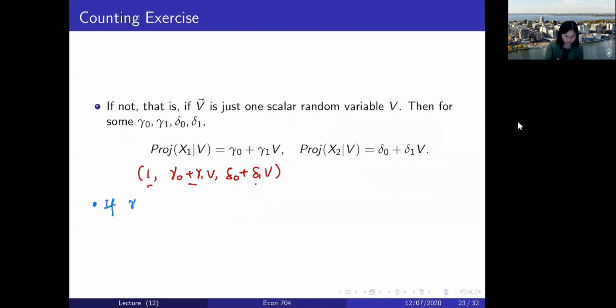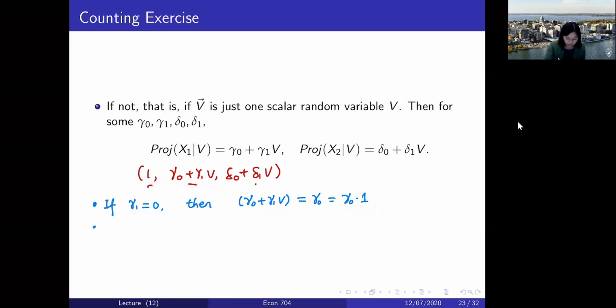If, say, gamma 1 equals 0, then the second random variable equals gamma 0, which equals gamma 0 times 1, which equals gamma 0 times the first element. So there is a non-random scalar that connects this second component to the first component. So there is a perfect multicollinearity between these two if gamma 1 equals 0.